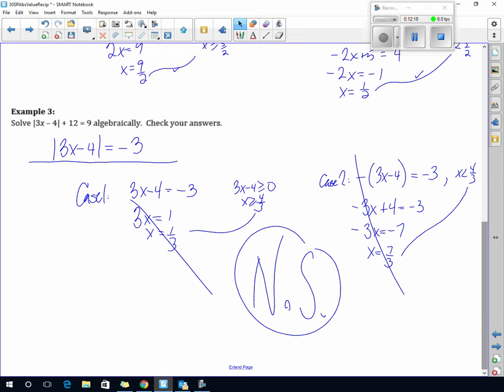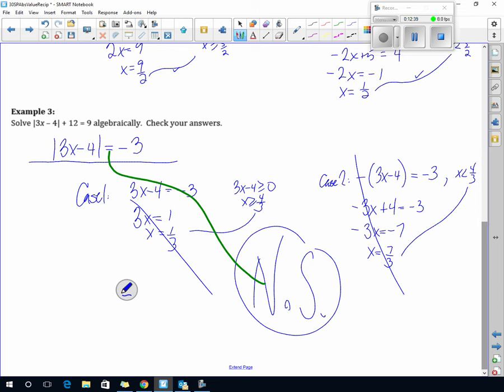But this is another reason why your restrictions are huge, right? Good question. The question was, if I went directly to no solution and did not show all those steps, would I get full marks? For sure.